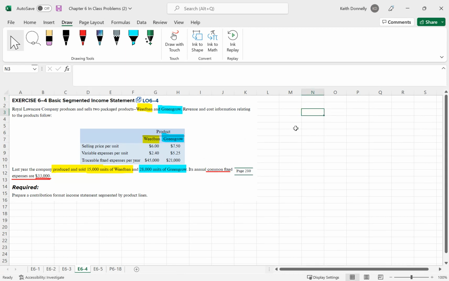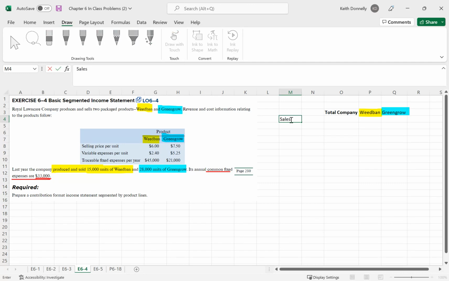All right, so we're going to have, in this case, kind of like a total company column. We're looking at the whole lawn care company in itself. We're going to look at the Weed Ban and then the Green Grow. This is company wide. All right, so first thing we got to do here is our sales.